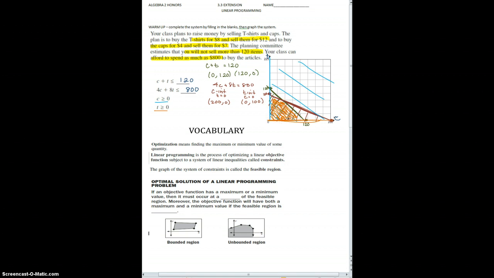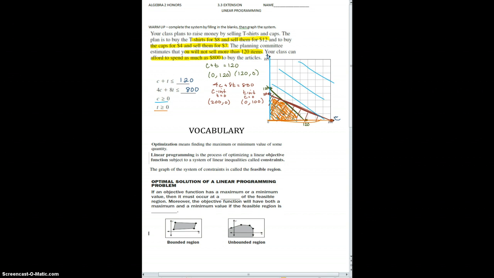Vocabulary. Optimization means finding the maximum or minimum value of some quantity. Linear programming is the process of optimizing a linear objective function subject to a system of linear inequalities called constraints. For your warm-up problem, these would have been known as your constraints. The graph of a system of constraints is called the feasible region. This would have been our feasible region.